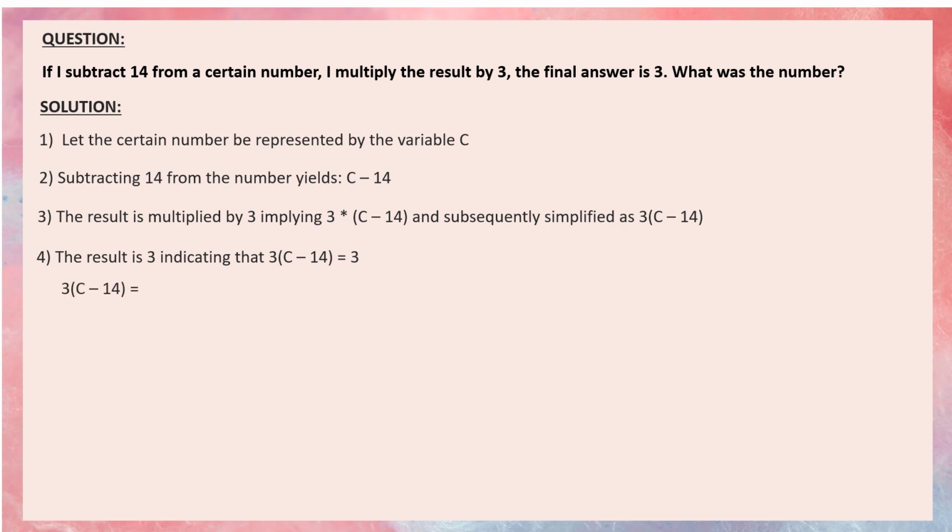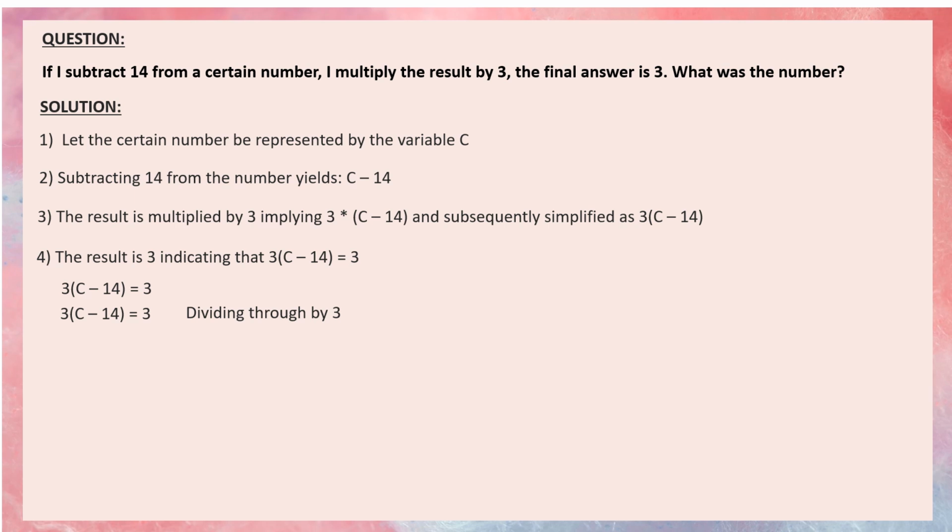So we'll solve this equation. 3 into c minus 14 is equals to 3. So what we'll just do is to divide through by 3. Why are we dividing through by 3? If you look at the left-hand side, you see that the coefficient of c minus 14 is 3. What I mean is that the number multiplying c minus 14 is 3. So if we divide that by 3, that side is simplified.